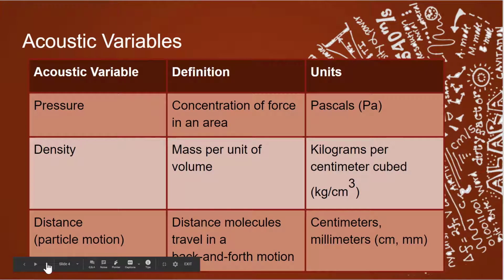So here they are. Here are those acoustic variables that I was just telling you about. So acoustic variables are things that oscillate or react rhythmically within the sound wave. And if these three things are changing in a sound wave, then we can define that as a sound wave. If anything else is oscillating, then that is not a sound wave. So pressure, density, and distance, any one of these three things that are oscillating, we've got a sound wave on our hands.